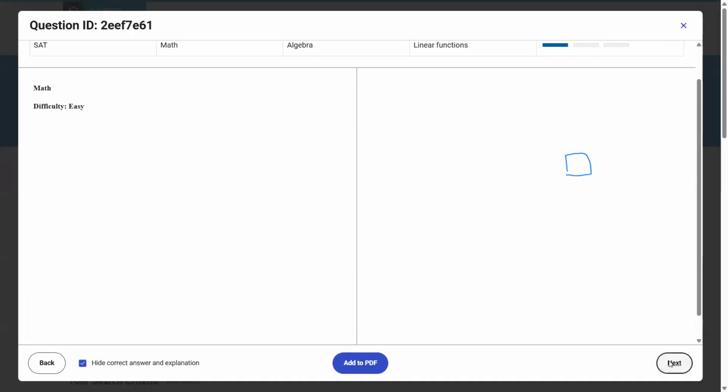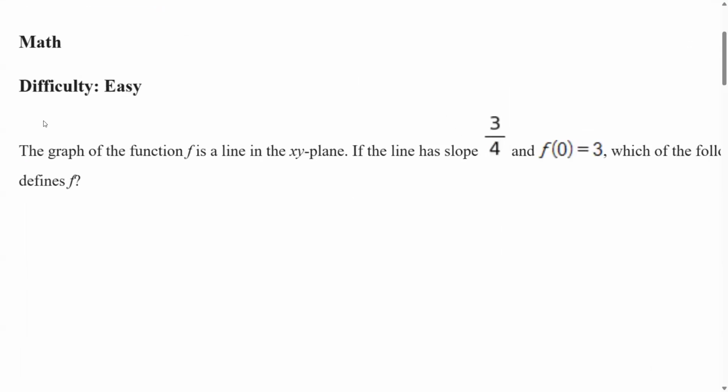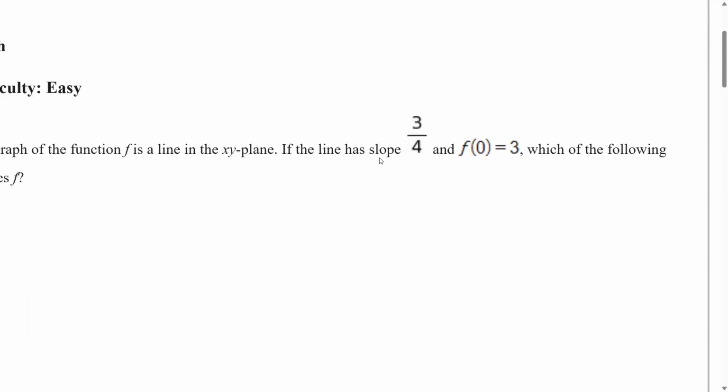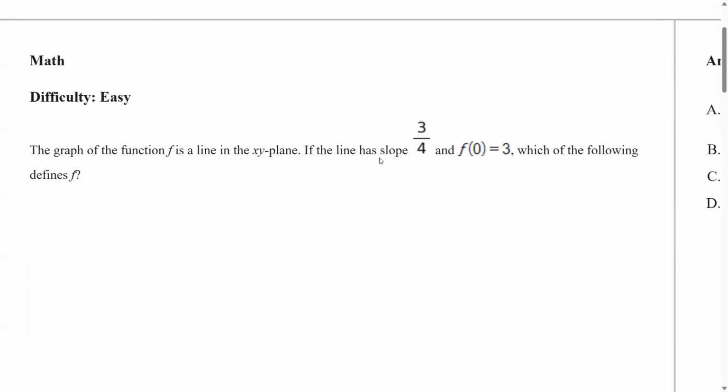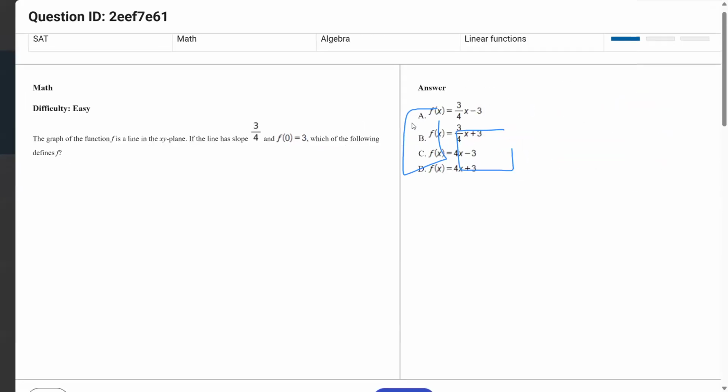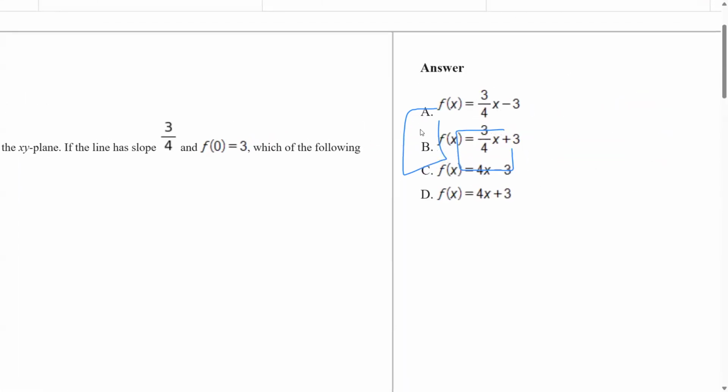In the graph function, the line has a slope and f(0) equals 3, which the following defines f. So it gives you the slope and it gives you f of 0. We said f of 0 is the value of y when x is equal to 0, so it's the y-intercept. So the slope is 3 over 4 and the y-intercept is 3. So B is the answer.